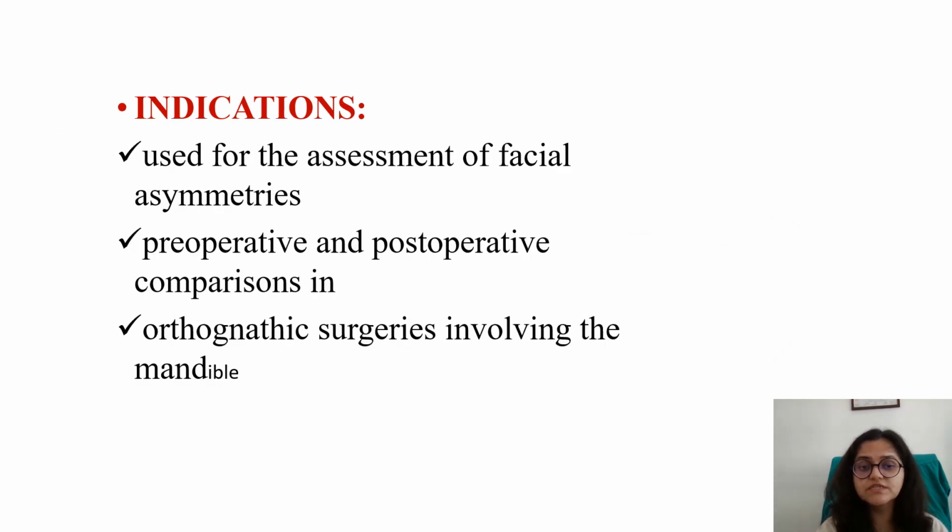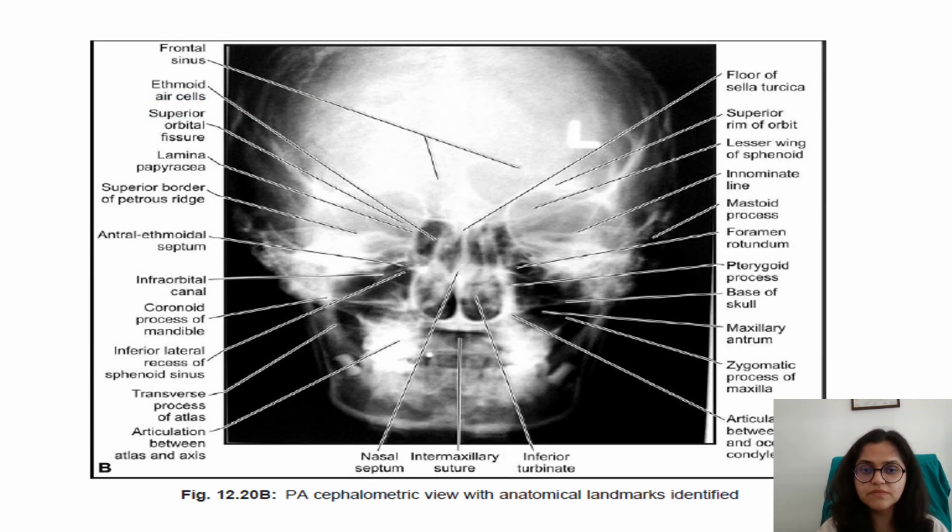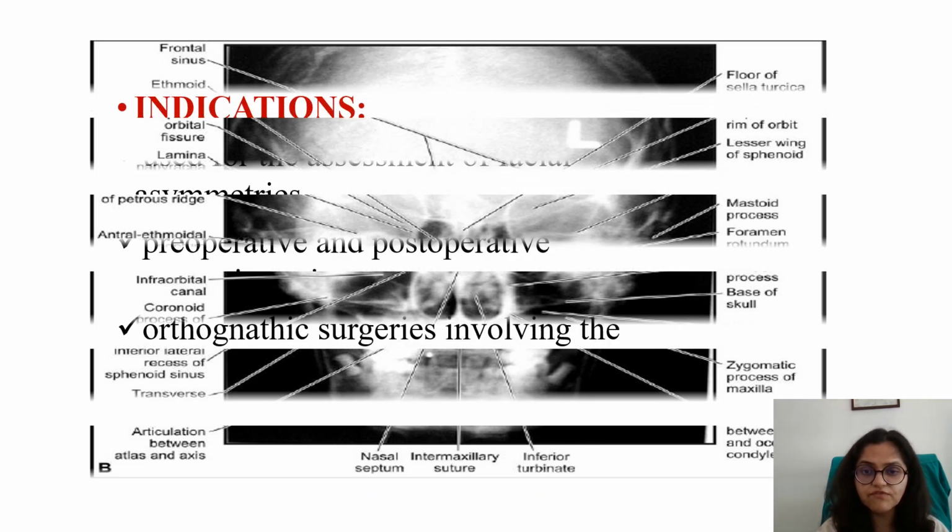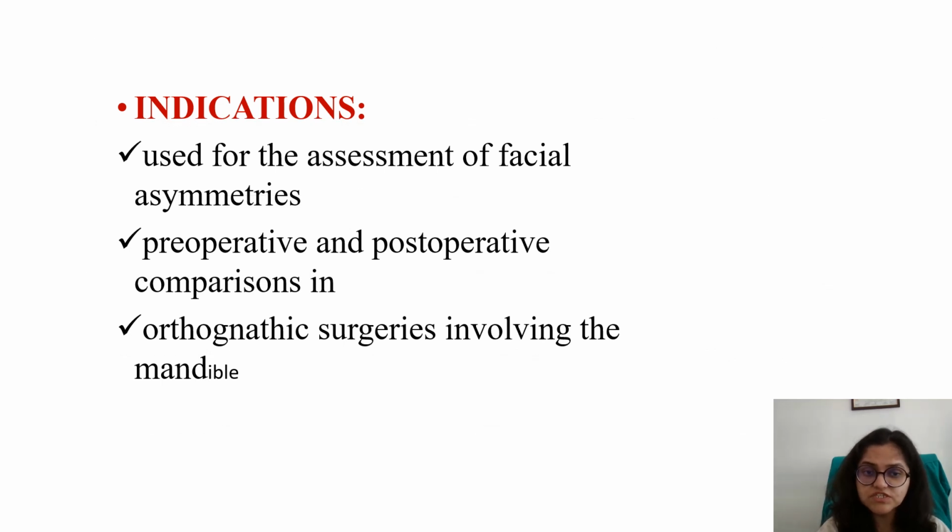Indication for this projection is the assessment of facial asymmetry and pre-operative and post-operative comparison in orthognathic surgeries involving the mandible. This is a PA cephalometric view with the anatomical landmarks shown in this radiograph. It is used for the assessment of facial asymmetry, pre-operative and post-operative, as explained before in the previous slide.